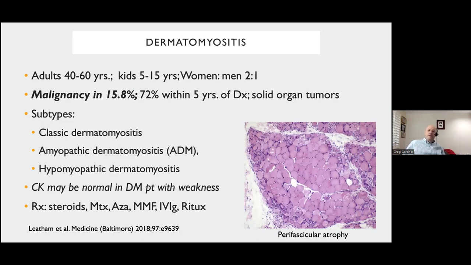The other feature that you probably don't need to know particularly is you get this perifascicular, here's a fascicle, and you get this atrophy of the fibers on the margins, on the perifascicular areas, typical of dermatomyositis, because this tends to be a vasculopathic sort of disease.